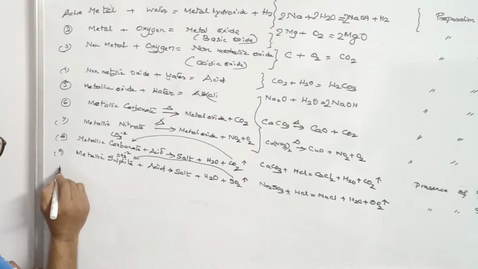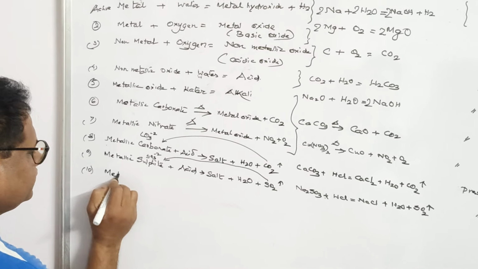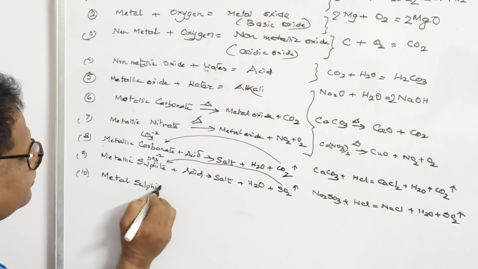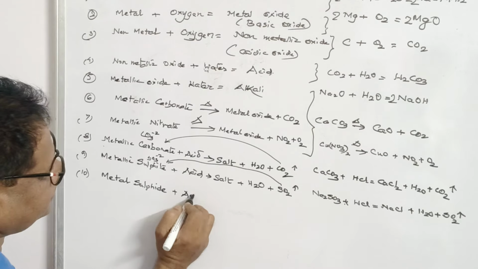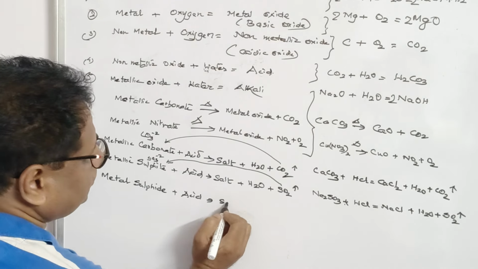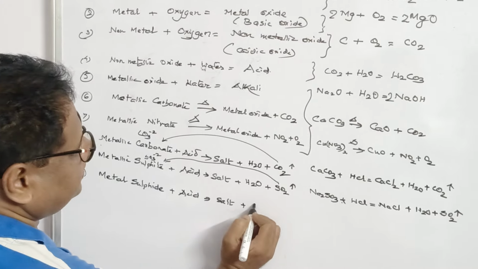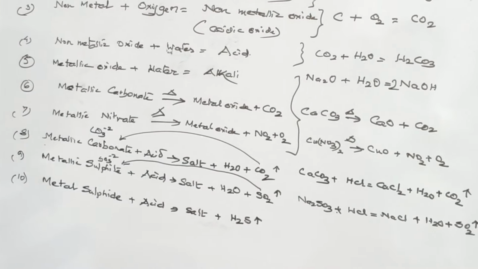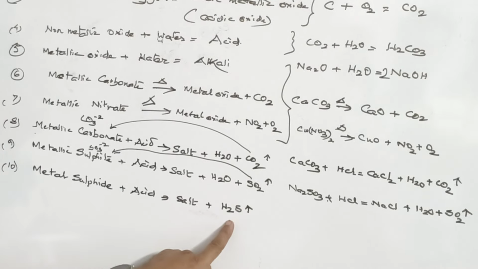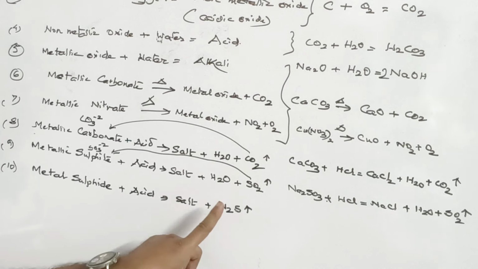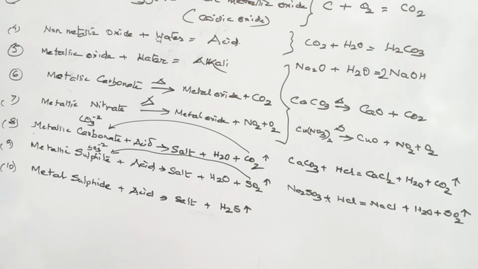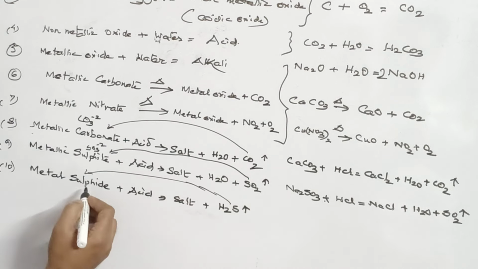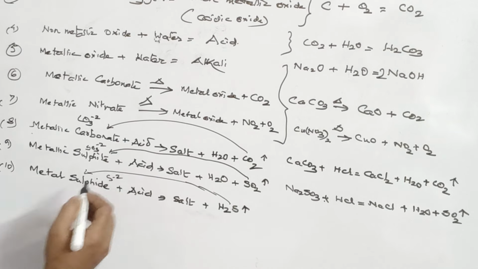Now 10th, we are discussing a reaction in which metal sulfide reacts with acid. It forms salt plus H2S. H2S means hydrogen sulfide. The most characteristic odor, a gas with a rotten smell. So the evolution of this gas H2S confirms the presence of sulfide in this radical. Sulfide means S minus 2, right?